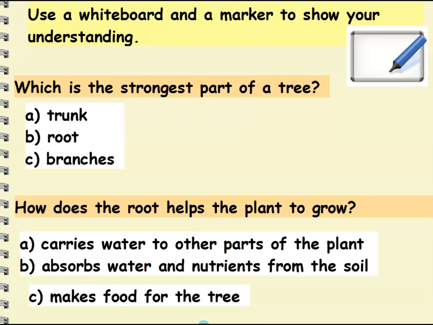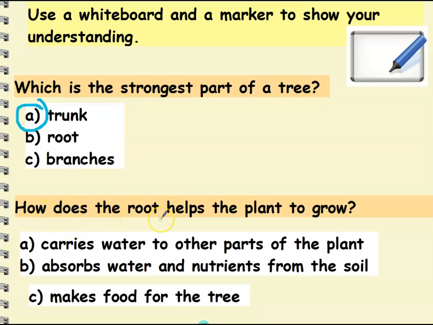Now use a whiteboard and a marker to show your understanding. Now, which is the strongest part of a tree? Is it A, trunk? Is it B, root? Or is it C, branches? Which is the strongest part of a tree? Well done, it's trunk. Good job.